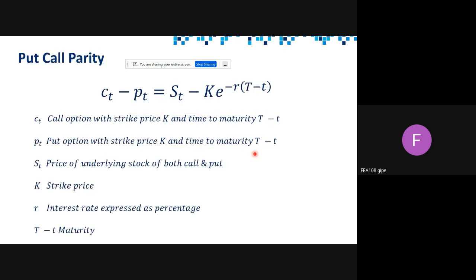So we talked about the put call parity, right? The put call parity is nothing but, if you were to buy a call and buy a put at the same exercise price and the same maturity. Are you guys with me? If you were to buy a call and sell a put, because this is a minus sign.